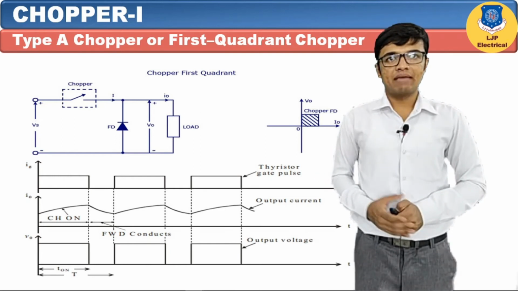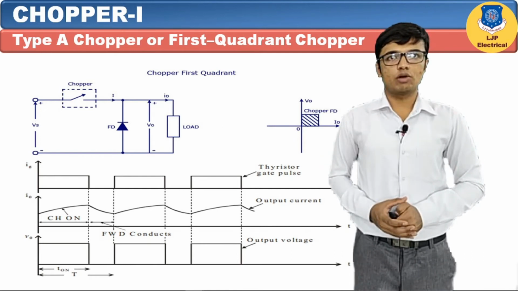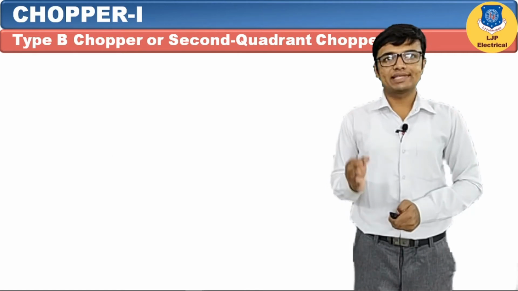During turn on time we will get output voltage. During turn off time we will get zero voltage. Let's see the next chopper, that is a class B chopper or second quadrant chopper.